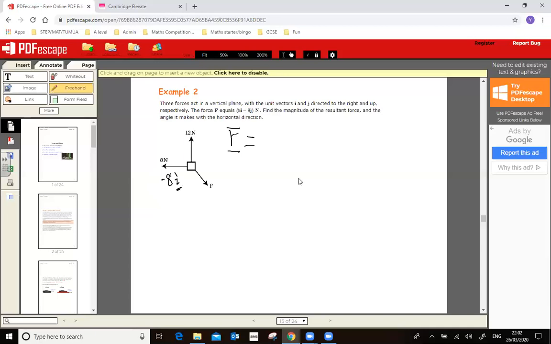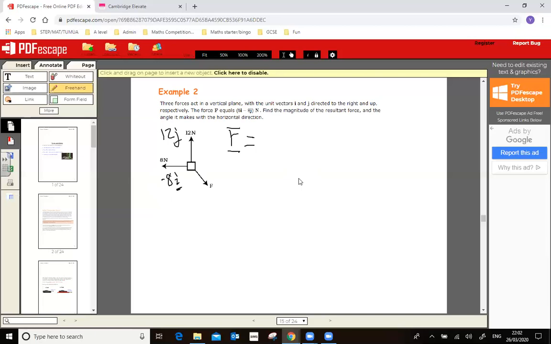Okay, and it has no J component because it's not acting up or down. So that means 12 Newton, if I write it in I and J form, now it's not acting to the right or the left, it's only going up by 12 Newton. So that means that would just be 12J.